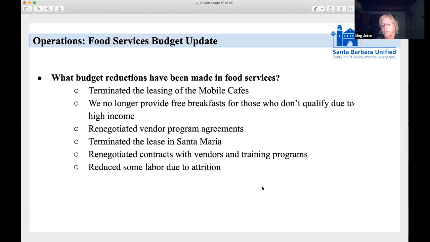We terminated the lease in Santa Maria, and that is something we've wanted to do because it's really hard to manage a kitchen that's 60 miles away. But the reason why it was terminated was we were renting the Good Samaritan kitchen, and they have a really high COVID rate, and the kitchen was shut down. So we've moved one of our vended programs down to DP and Goleta Valley, and they're providing the meals to them. We've renegotiated contracts with the vendors and training programs, and reduced some of our labor due to attrition. And I will turn it over to Fran.